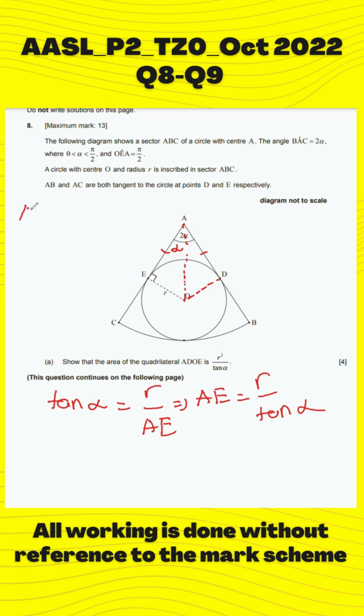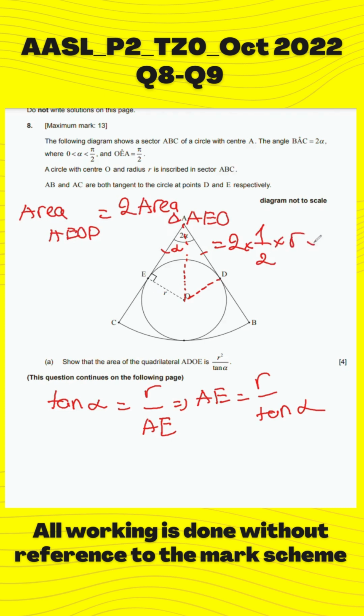So the area of AEOD will be twice the area of the triangle AEO. So it will be 2 multiplied by 1/2, multiplied by R, and multiplied by AE, which is R over tan alpha. So simplify, this becomes R squared over tan of alpha.